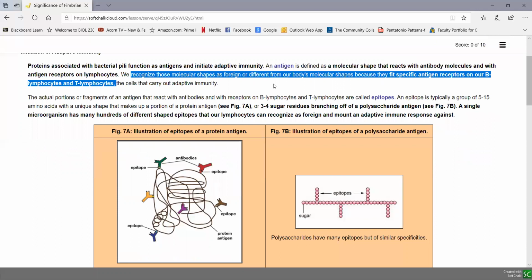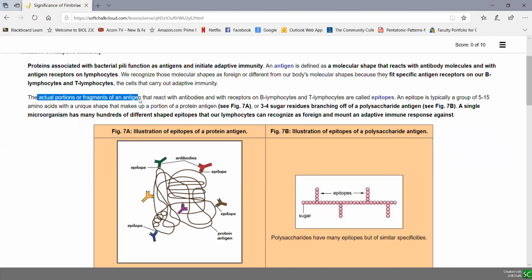Now, pili are made of proteins, so this would be a protein antigen like figure 7a, and again, there could be many epitopes along that protein, and antibodies could be made to fit each of the epitopes along that protein antigen. So remember, the actual portion of that long protein antigen that fits the antibodies and fits the receptors on lymphocytes are called epitopes. In this case, anywhere from 5 to 15 amino acids with a unique shape that make up a portion of that protein antigen.